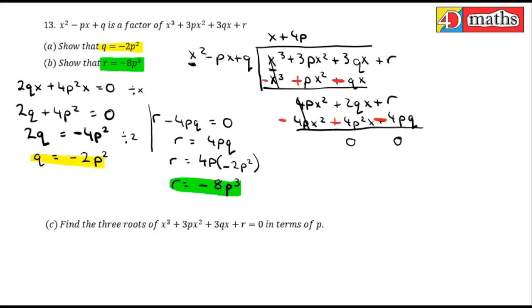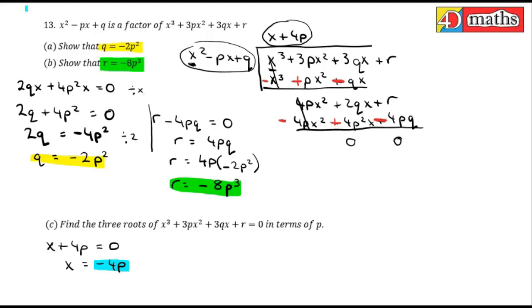Okay. Second part then says, or part C, find the 3 roots of the equation. Okay. So there's a factor, and these are factors. Okay. So we look at x plus 4p for a second. That's a factor. We'll equal it to 0, and then by doing that, we find the root. Okay, so that's one root in terms of p. The other one then is found by factorizing out this.